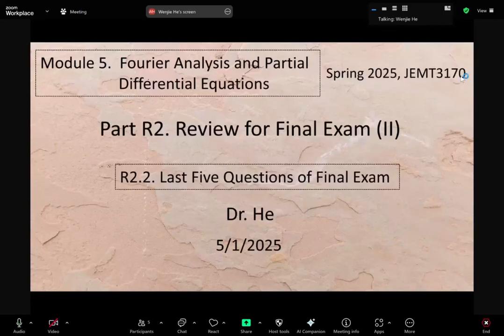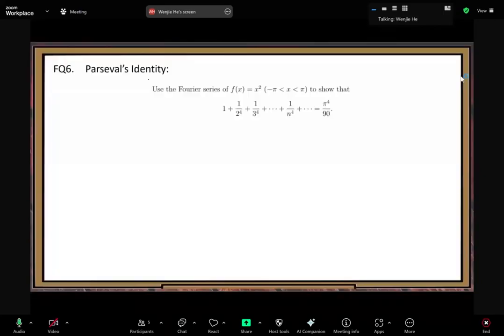Last 5 questions. Number 6, Parseval's identity. I mentioned that. This is from our homework assignment number 4B. For a question like this, you need to calculate the Fourier series first. After that, you apply Parseval's identity. That should be pretty easy.